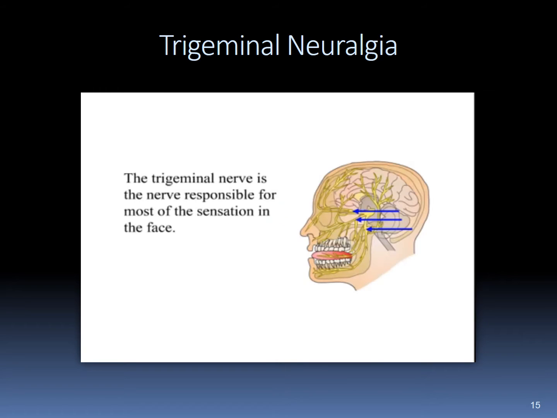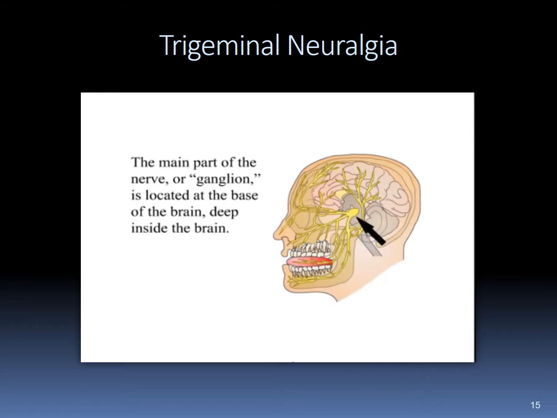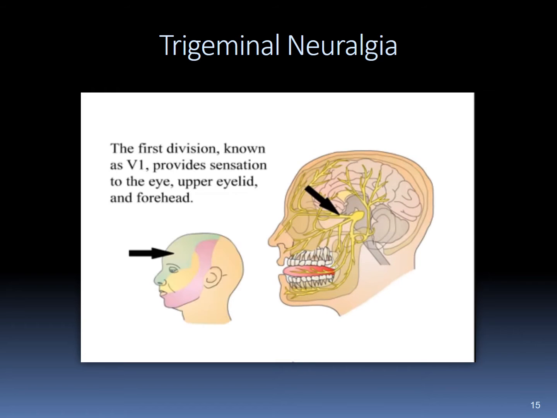Anatomy. The trigeminal nerve is the nerve responsible for most of the sensation in the face. There is a nerve on the right side and another one on the left side. The main part of the nerve, or ganglion, is located at the base of the brain, deep inside the brain. From there, it divides into 3 branches.